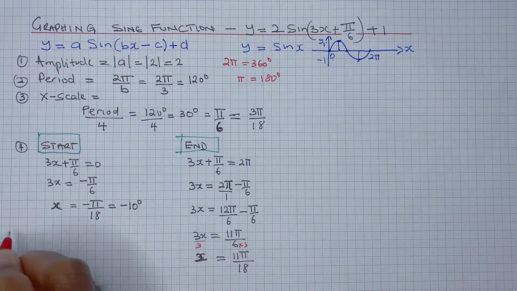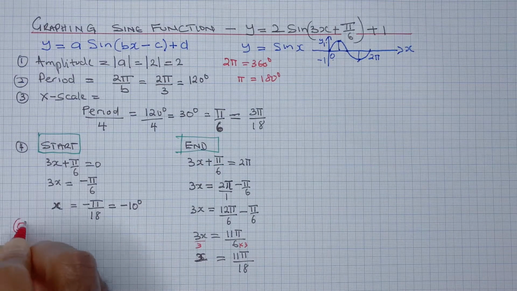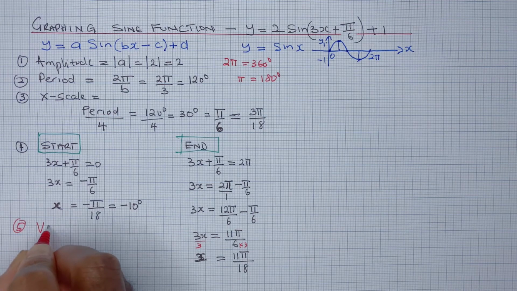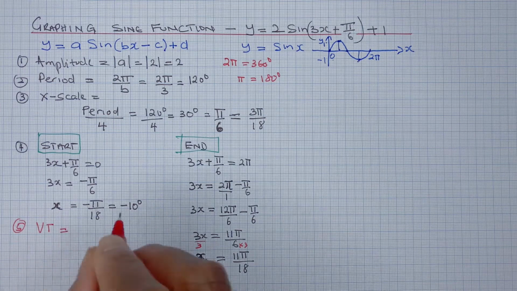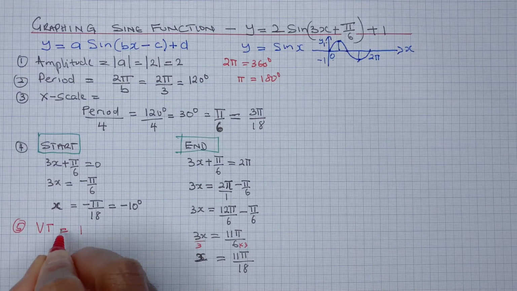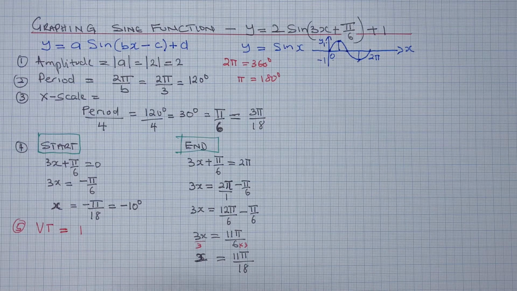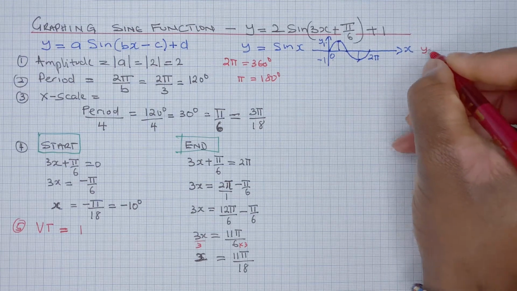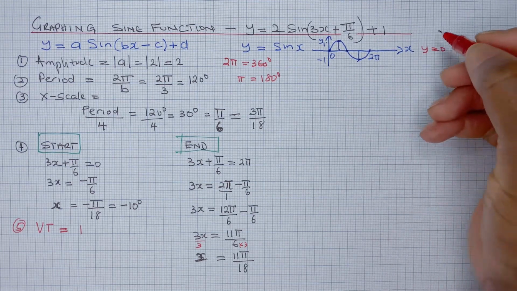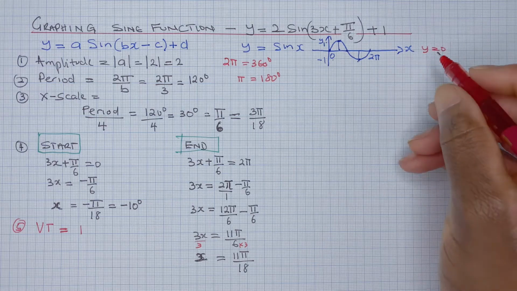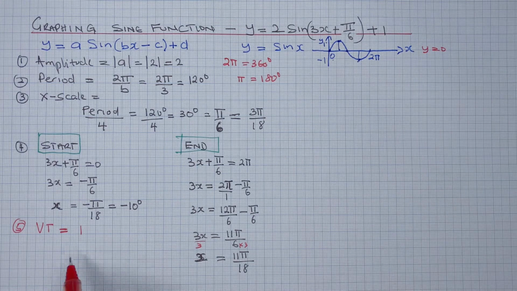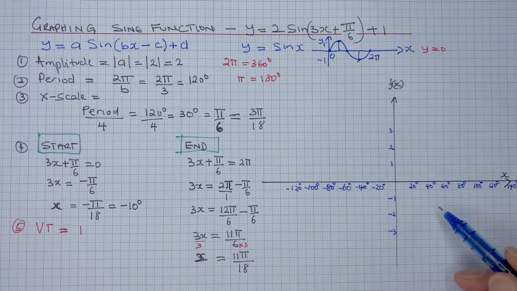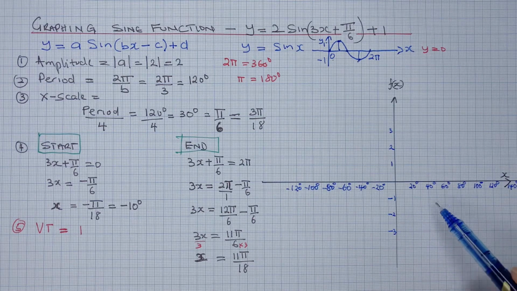One more thing, number 5 is the vertical height, vertical displacement, vertical translation. In this case, it's 1. That meant the graph is not going to lie on y equal to 0. The graph is going to lie on y equals 1, not y equal to 0. That's what that meant. So it will be raised up by 1. Okay, to sketch the function now.